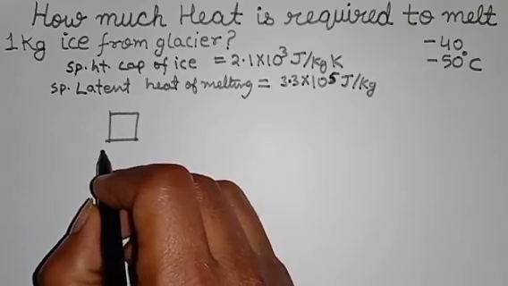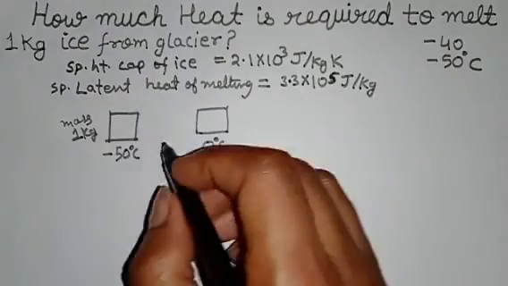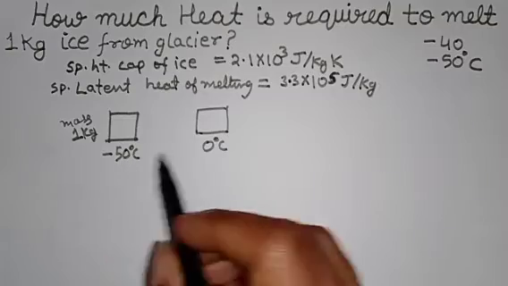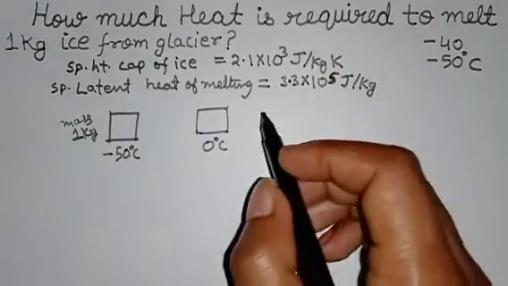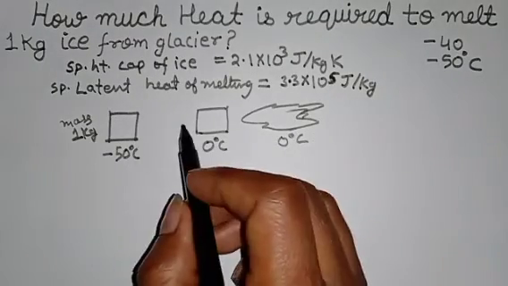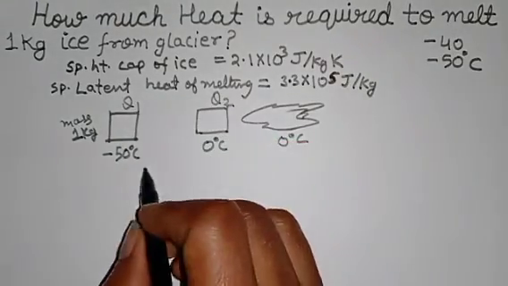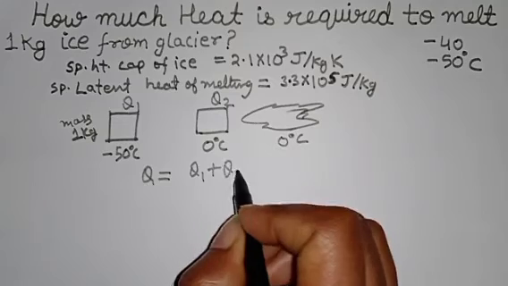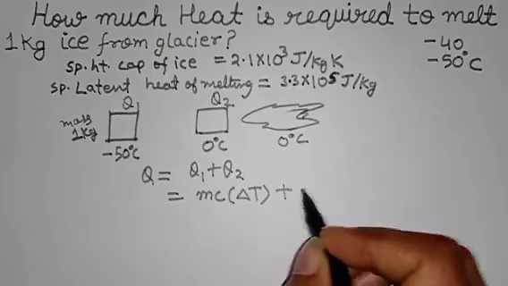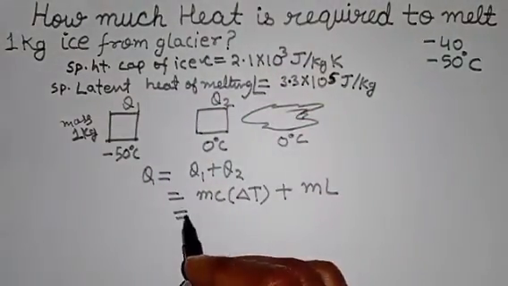Let us suppose initially we have 1 kg. I am doing it for 1 kg. If we supply some heat to it, from minus 50 degrees Celsius it will reach 0 degrees Celsius, and then if we further heat it, it will melt at 0 itself. Here we have to supply Q1 heat, and here we have to supply Q2 heat. So the total heat required is Q1 plus Q2, where Q1 is m c delta T and Q2 is m L. This is C, this is L, and I'm taking it for 1 kg.